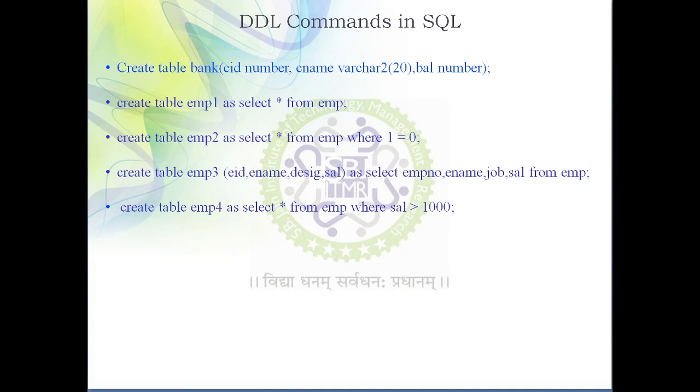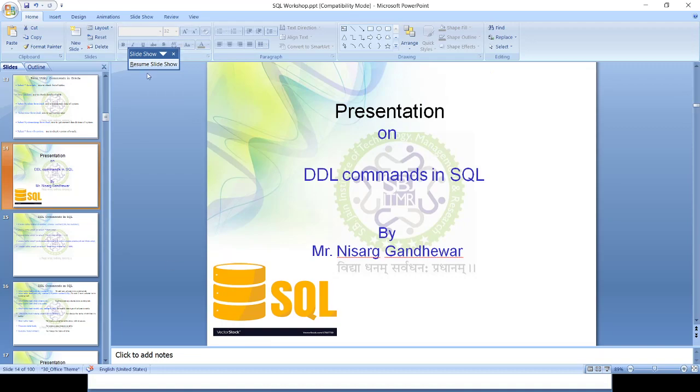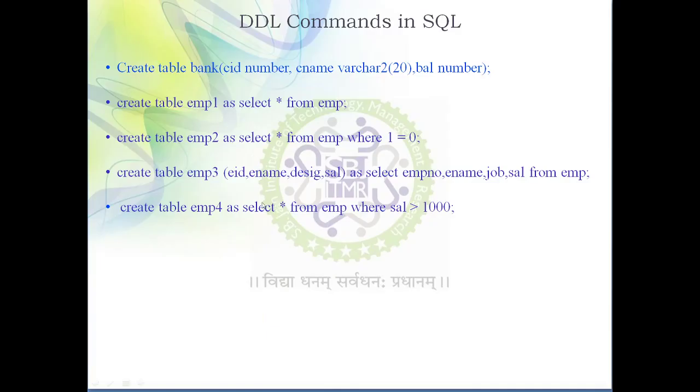DDL stands for data definition language. It consists of those commands which make changes in the structure of an object. You need to understand the feature of DDL, that DDL stands for data definition language, and it consists of such commands which deal with the structure of an object. So DDL involves four different commands. One is create table, then alter, drop and truncate. These are the four DDL commands that we are going to discuss in this particular lecture.